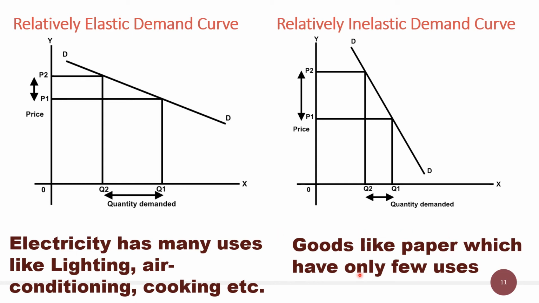Let's move on to the next good that has few uses, like paper. If the price of paper rises to a large extent, the quantity demanded of paper will not fall to a large extent. So you see that the demand for paper is relatively inelastic.